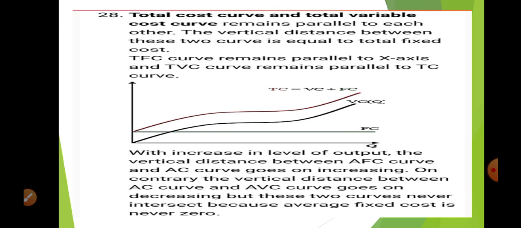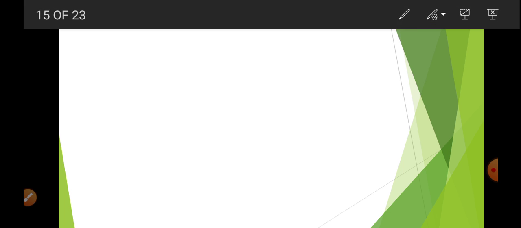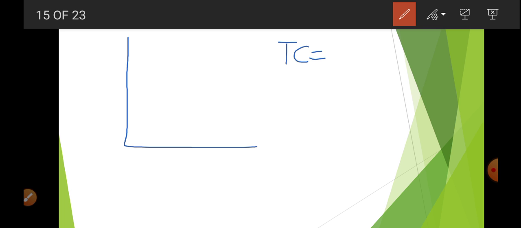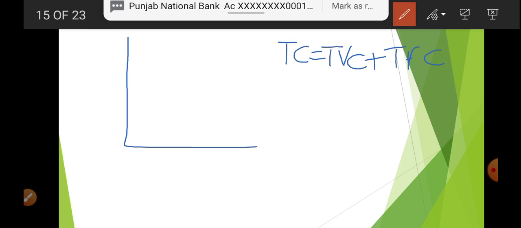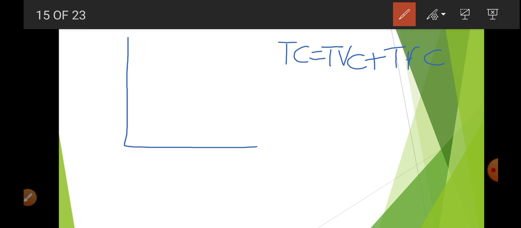Now we are going to discuss the relation between TC, TVC and TFC. First of all, I am going to explain it in my own way. TC is the sum total of TVC plus TFC. Okay, students? TFC remains constant throughout the production process. So this is a horizontal line, this is your TFC curve.